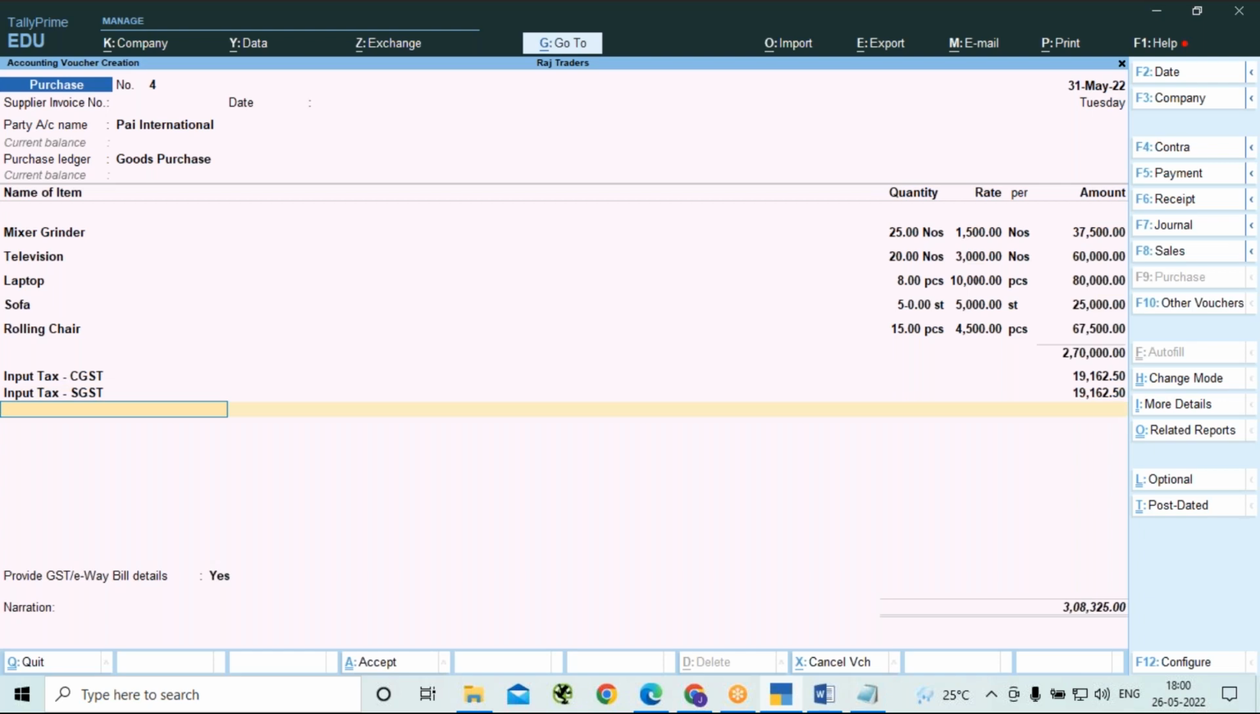Automatic calculation has to happen. In case the GST is not getting calculated, that means you might not have created the related masters properly. You might not have configured GST details in the relevant masters properly. Just go through the video that we are going to upload, and follow it.